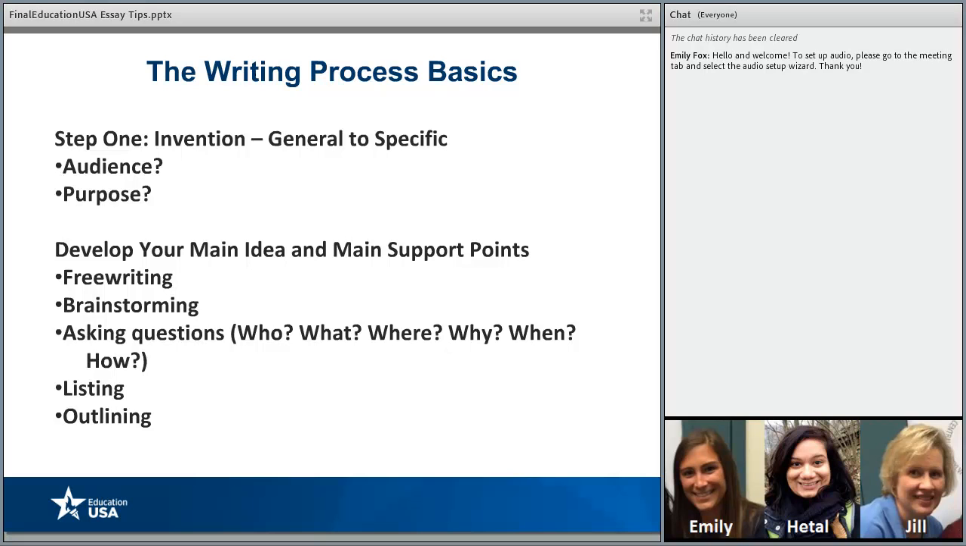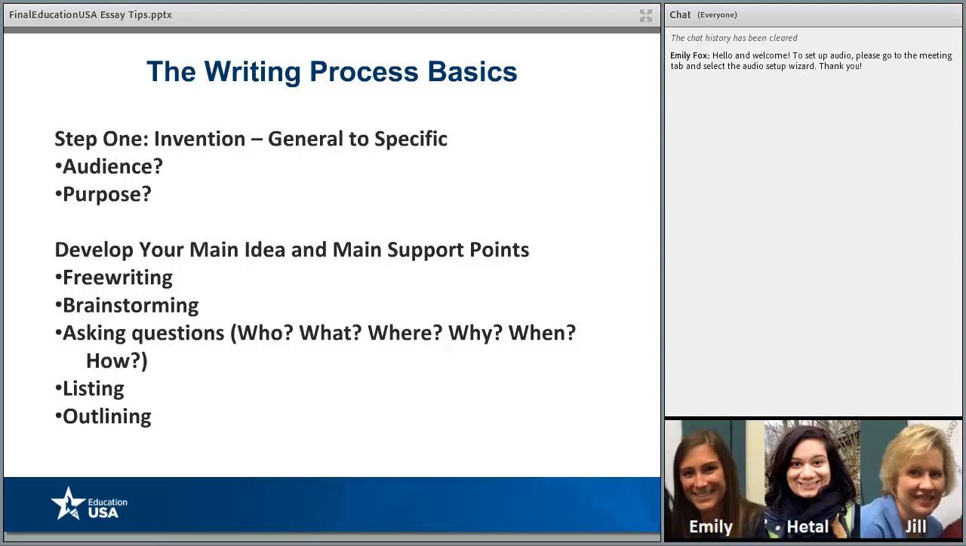So step one would be invention. And by invention, we mean coming up with your ideas. So before you even start writing, you have to think of a topic, you have to narrow it down, and you have to make sure that's appropriate for your assignment. And so we like to think of the invention process. This is also called pre-writing, so it's before you start writing, as going from general to specific.